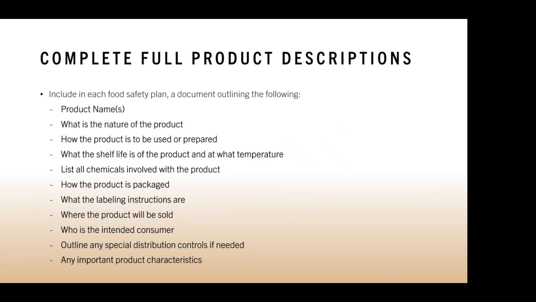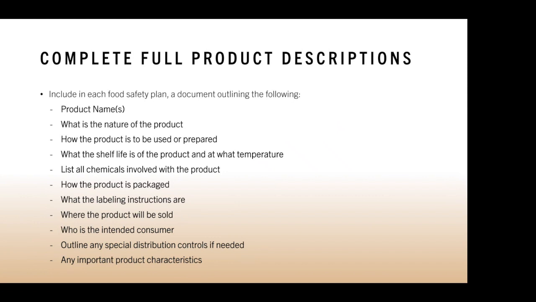Identify if you have specific labeling instructions. So an example is validated cooking instructions on tenderized beef steaks. Identify where the product will be sold, if it will be sold at retail, wholesale, restaurants, etc. Identify who the intended consumer is. So general use would be for normal healthy people or intended for infants, elderly, immunocompromised.